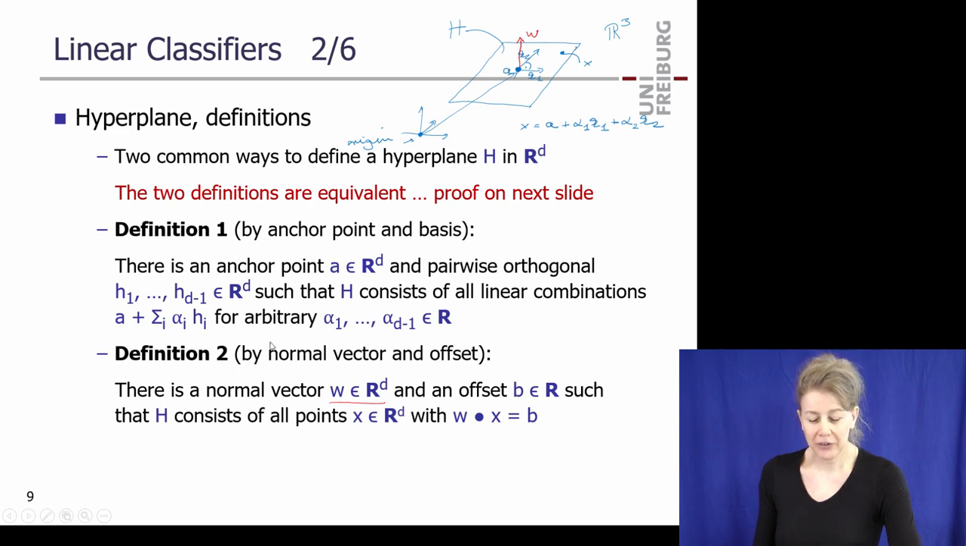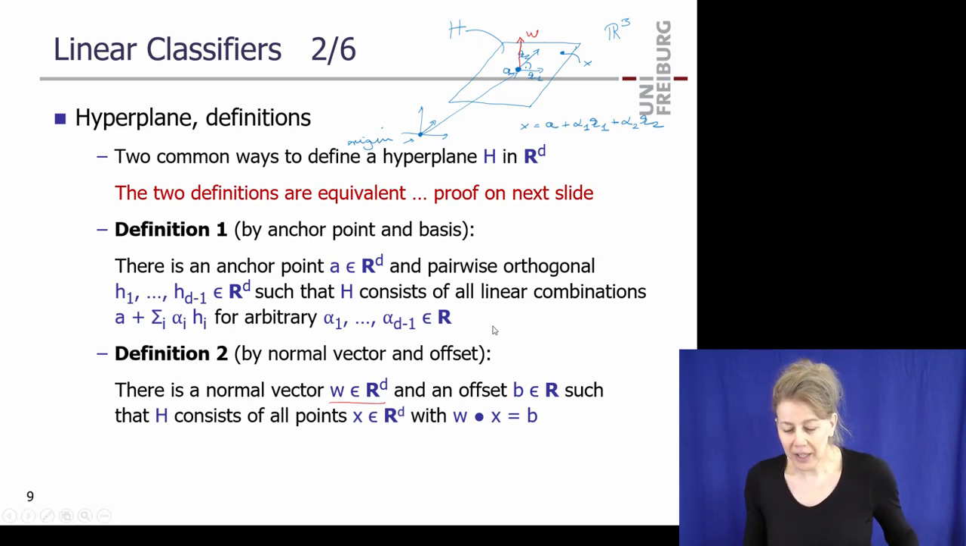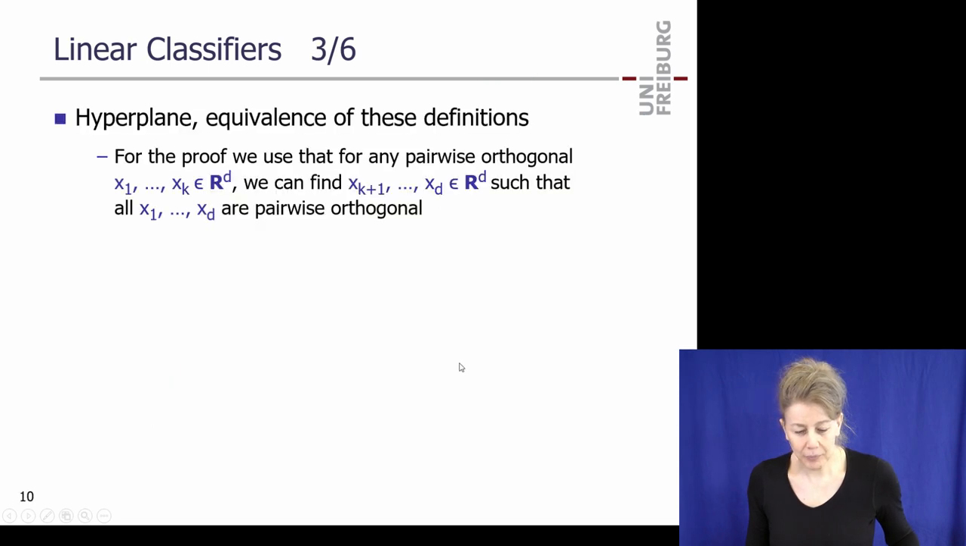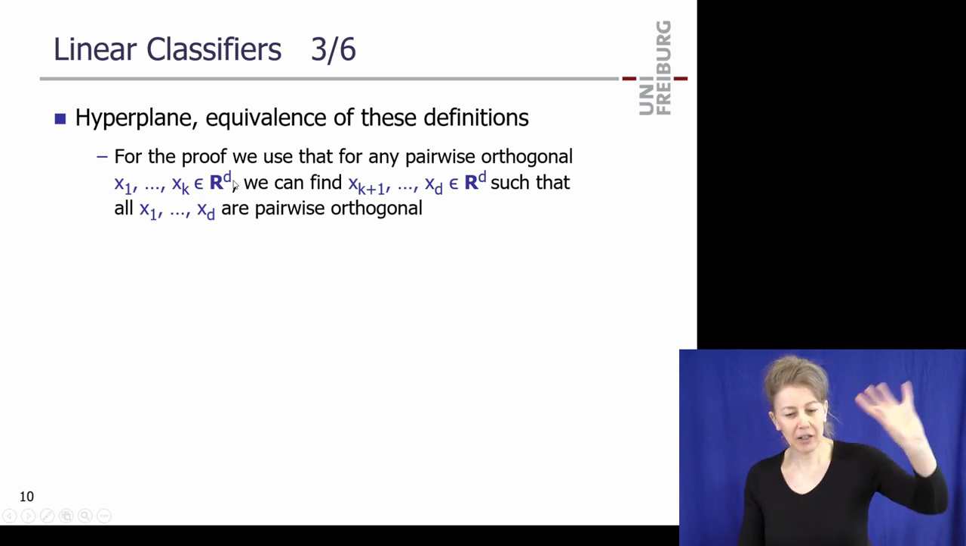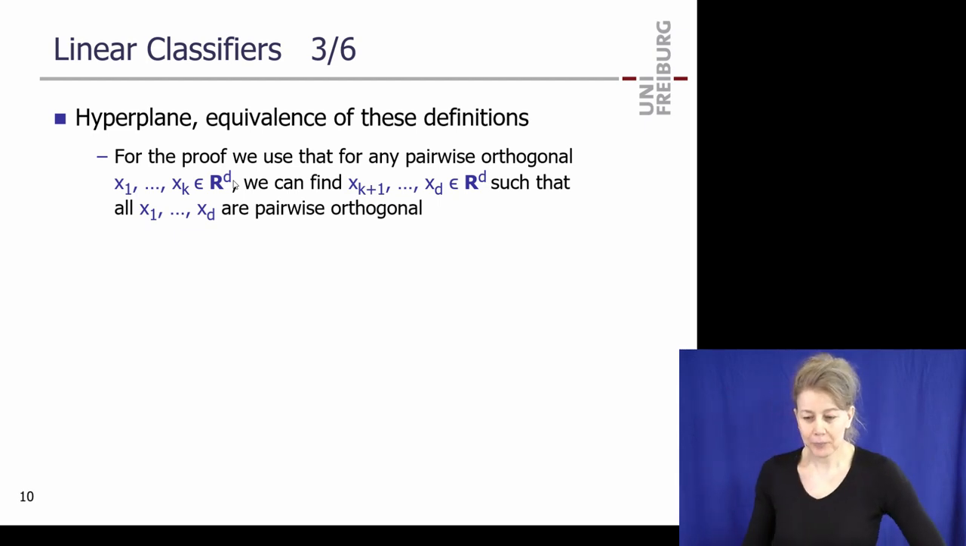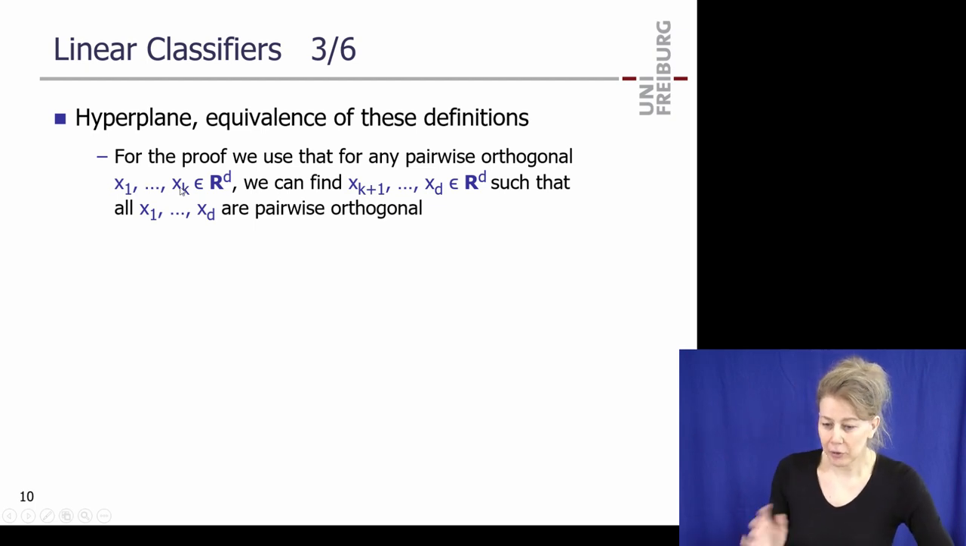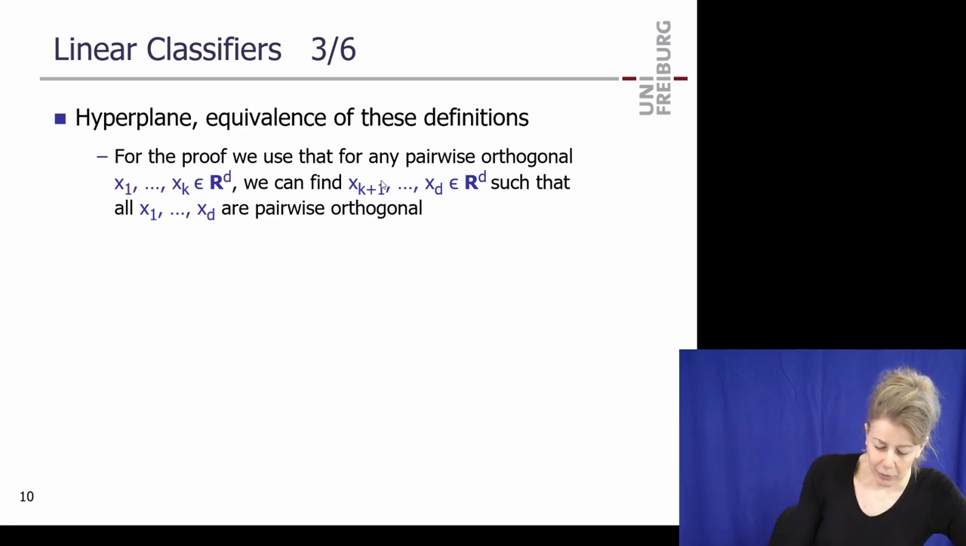But actually these two definitions are the same. Because in learning, and also for today's lecture, you always work with this one, I think we should take some time to prove that the two are equivalent. That's what we will do now on the next slide. What I will use several times in this proof is that if I have some vectors in d-dimensional space, say two vectors in three-dimensional space, I can always find another vector that's orthogonal to them. Even if they are not pairwise orthogonal, I can always find the remaining vectors, so I can always complete to a basis. I don't prove that.